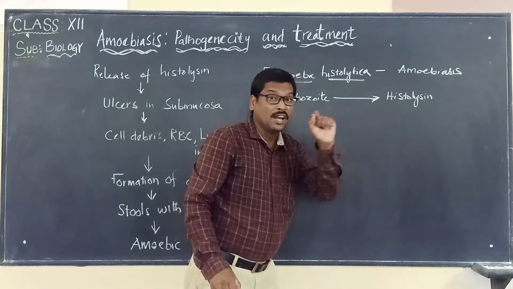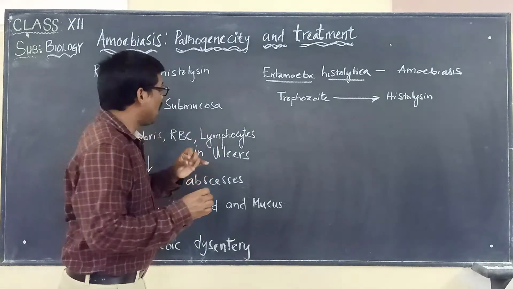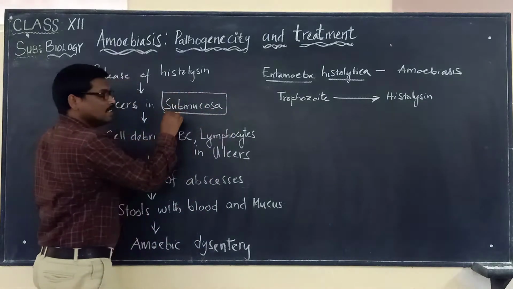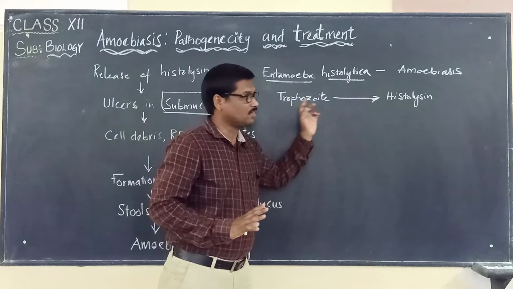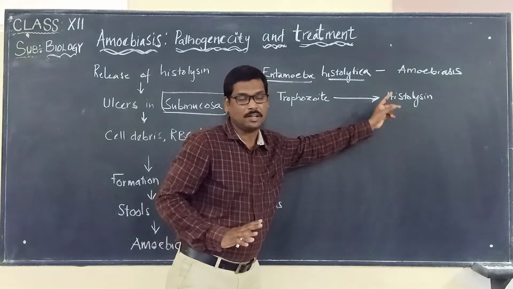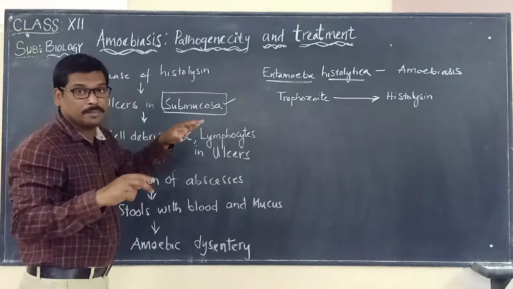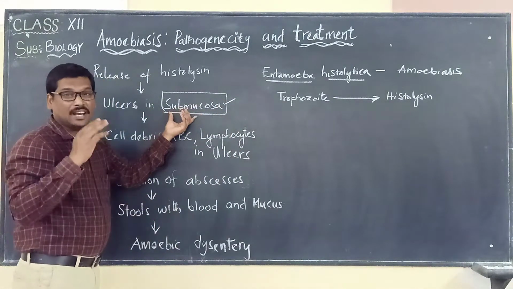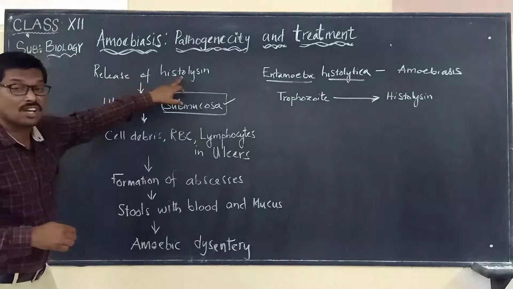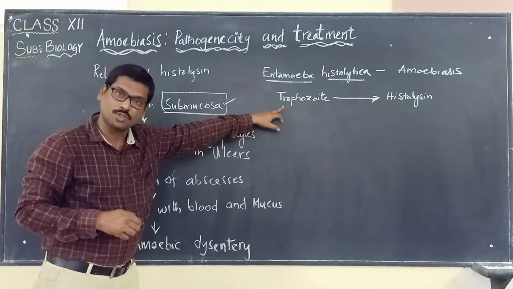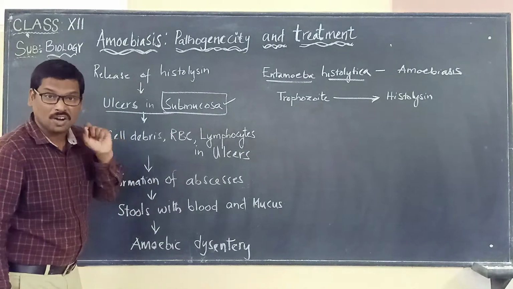Now histolysine starts destroying the large intestine cells, the cells of the submucosa. The submucosa and mucosa will be destroyed by the trophozoites releasing an enzyme called histolysine. So histolysine penetrates and destroys the mucosa and submucosa of the large intestine. The release of histolysine by the trophozoite will now cause ulcers in the submucosa.